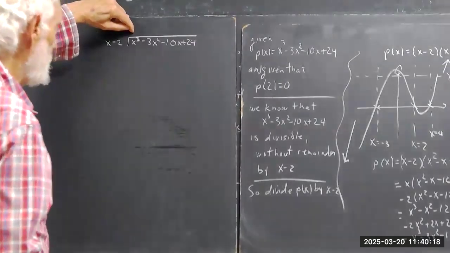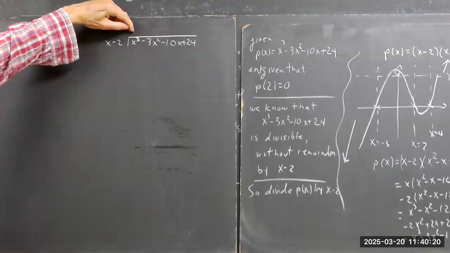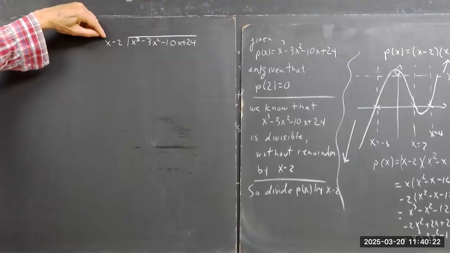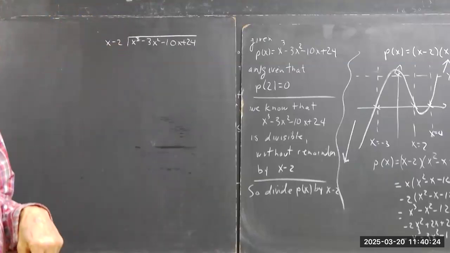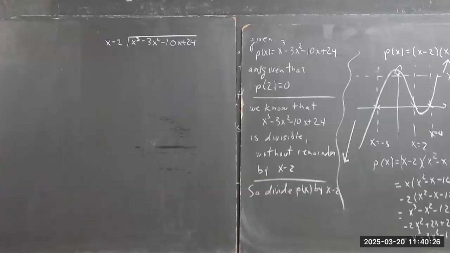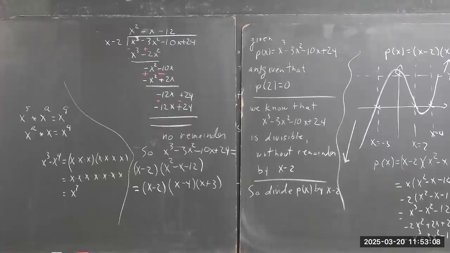Now, we want to put something here that when we multiply by x, we get x cubed. What do you multiply by x to get x cubed? How many see what we would multiply by x to get x cubed?